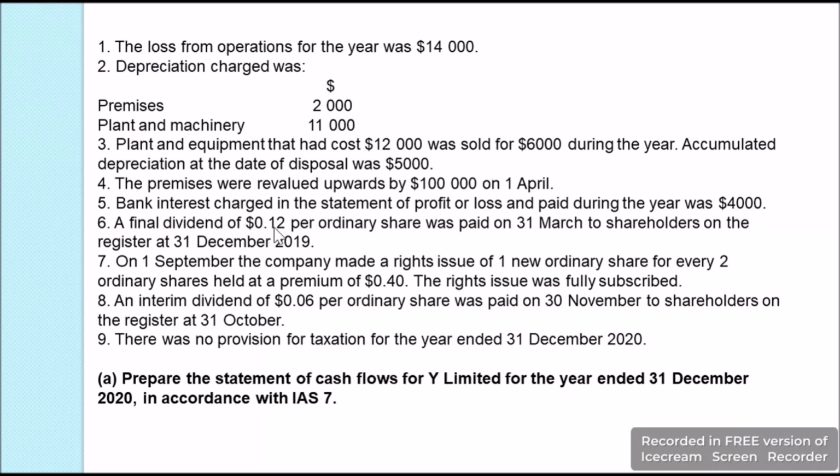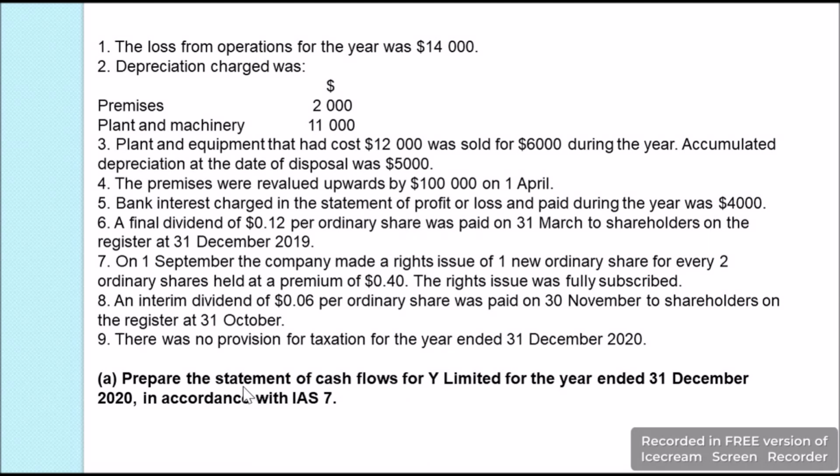A final dividend of 12 cents per ordinary share was paid on 31st March to the shareholders on the register at 31st December 2019. On 1st September, the company made a rights issue of 1 ordinary share for every 2 ordinary shares held at a premium of 40 cents, and the rights issue was fully subscribed. An interim dividend of 6 cents per ordinary share was paid on 30th November to the shareholders on the register at 31st October. There was no provision for taxation for the year ended 31st December 2020.